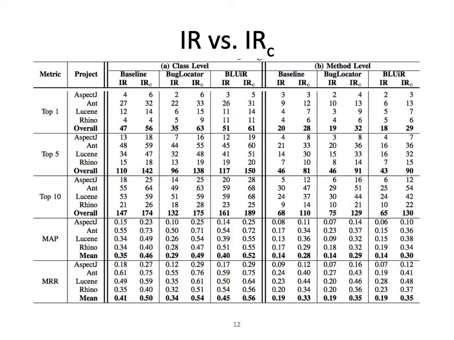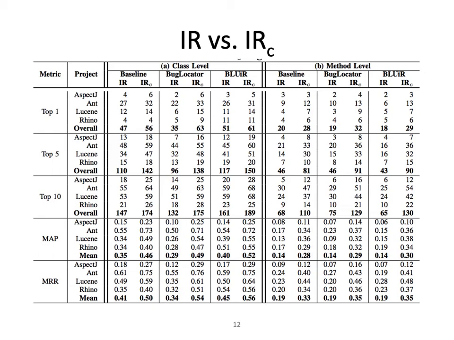So here are the results we have got. We first compared IR and IRC at both class level and method level. With class level bug localization, we tried to locate the class which contains the bug. And for method level bug localization, we tried to identify the method which contains the bug. Generally speaking, method level bug localization is more challenging than class level bug localization because there are many more methods than classes, and the body of a method is usually smaller than the body of a class.